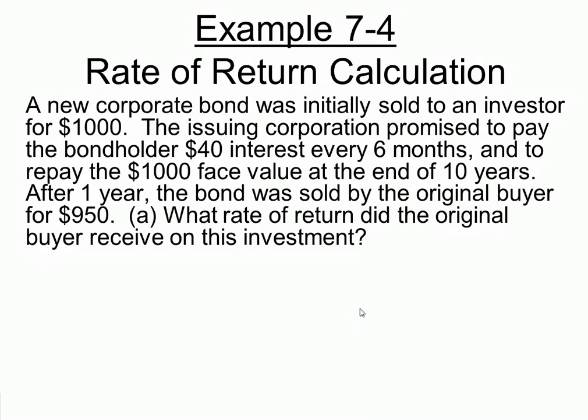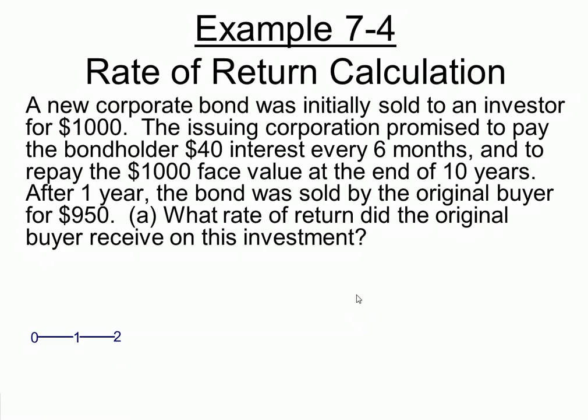So let's take a look at this example. This is an example of rate of return calculation. We have a new corporate bond that was initially sold to an investor for $1,000. The issuing corporation promised to pay the bondholder $40 interest every 6 months and to repay the $1,000 face value at the end of 10 years. After 1 year, the bond was sold by the original buyer for $950. First question is, what rate of return did the original buyer receive on this investment?